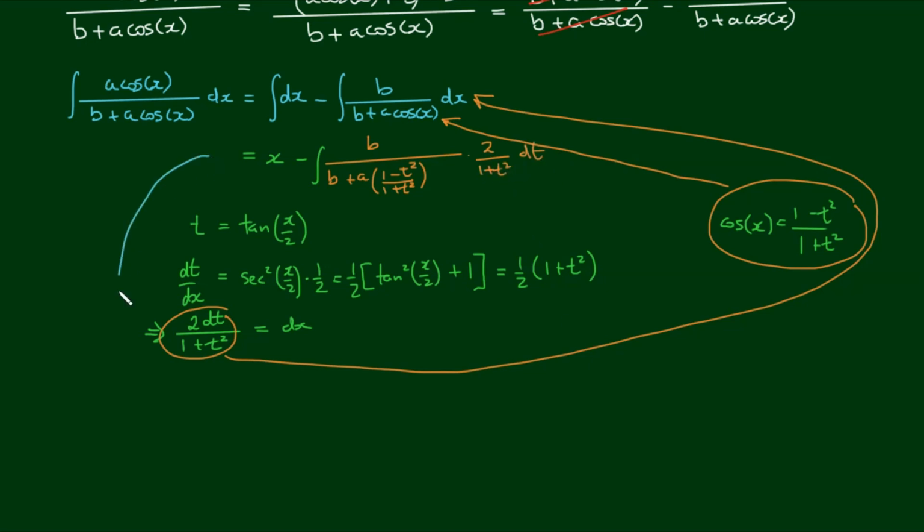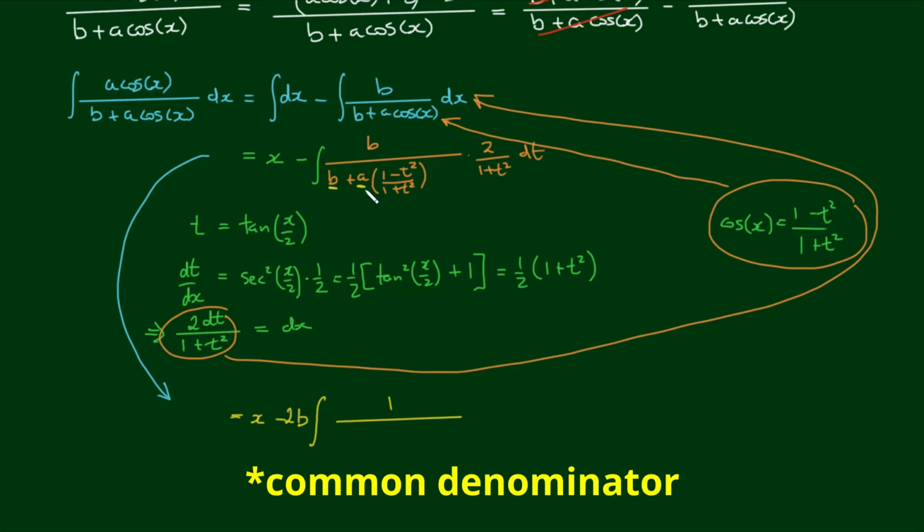Alright, so let's bring this all down here because it's getting a little bit messy. Okay, so we copy x minus the integral, well, the b on the top can come out the front, and so can the 2 here. So we have 2b by the integral of 1 over... Now you'll have to bear with me here because this can get a little bit messy as well. I'm going to make a common denominator between the first two terms.